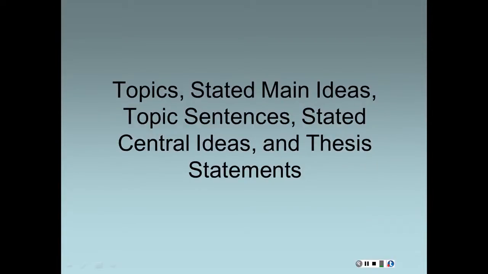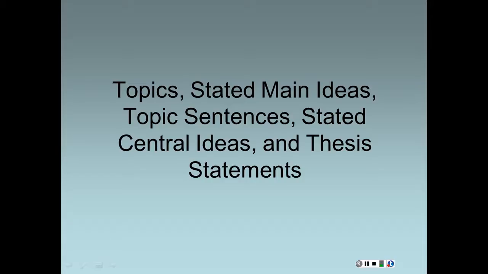Hello. Today we will explore topics, stated main ideas, stated central ideas, and thesis statements. From the slides and discussion, you should gain an understanding of each concept and how an author uses each of them in his or her writing to express ideas coherently.